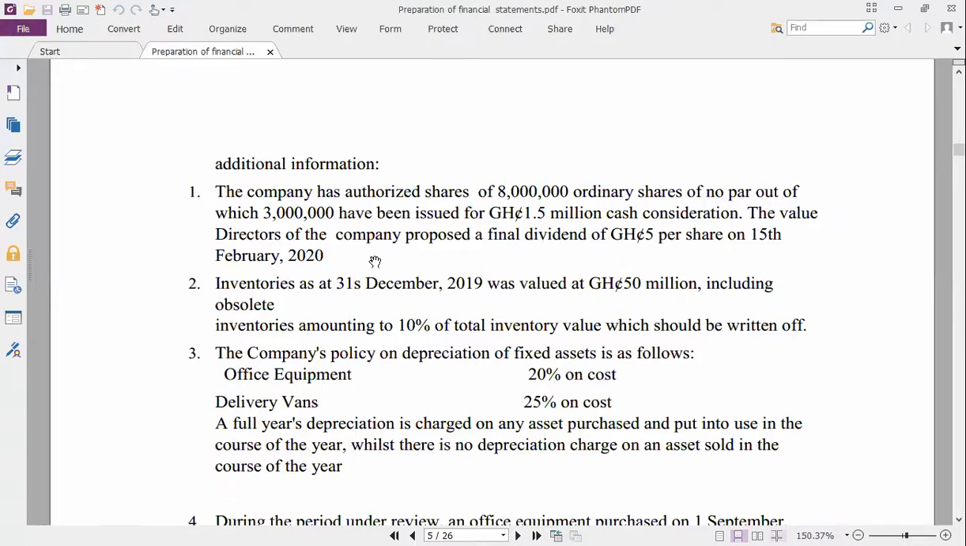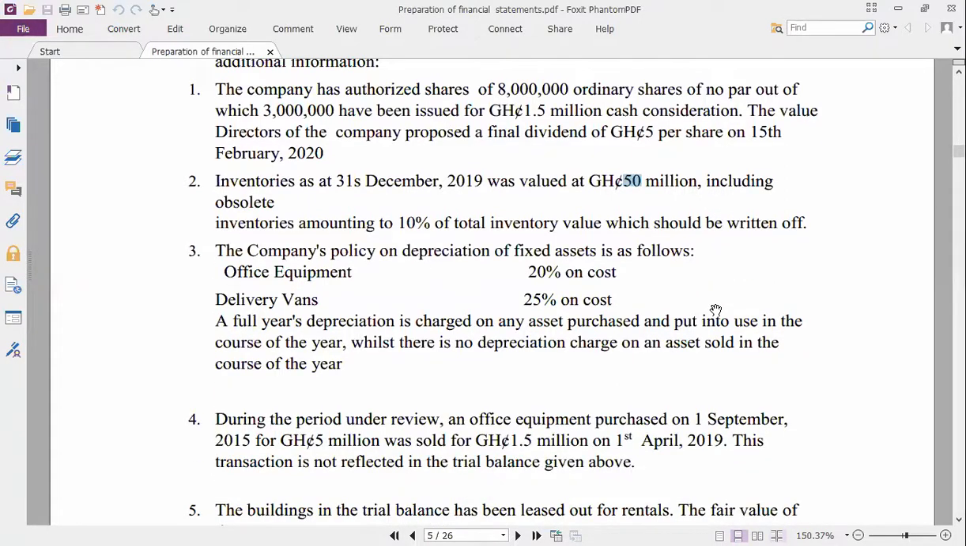So that's the end of this particular note. We look at it in detail when you're in the actual work, to affect the cost of sales and the inventory figure. So let's go to note 3.